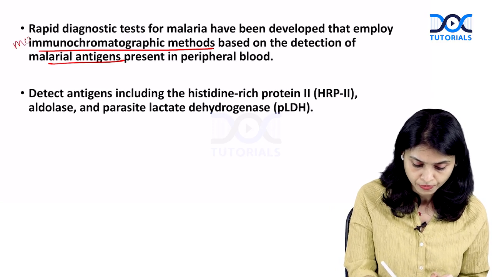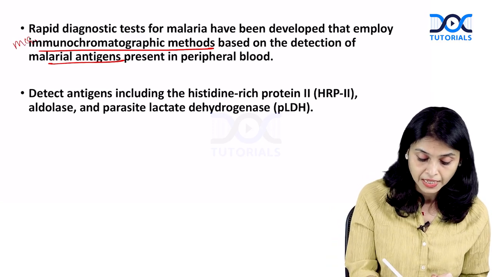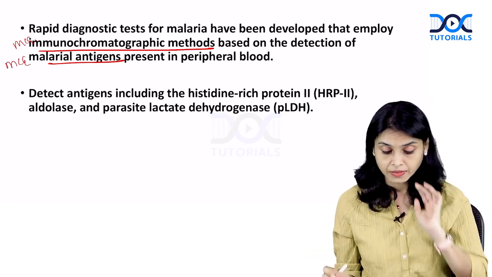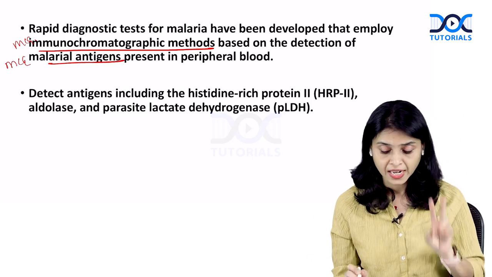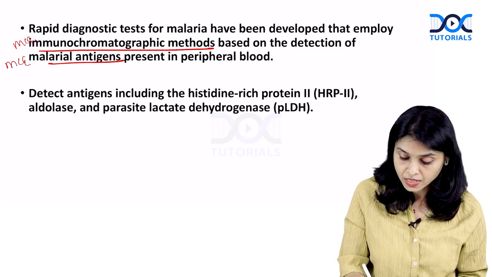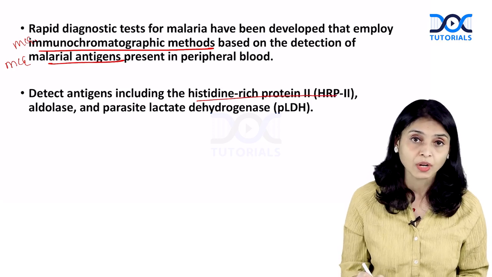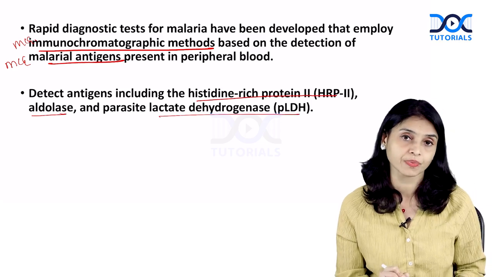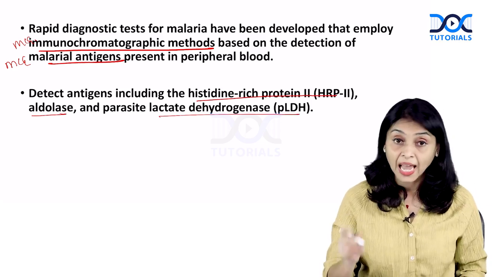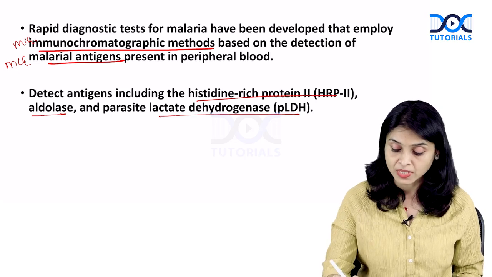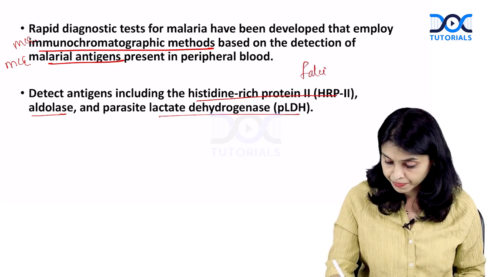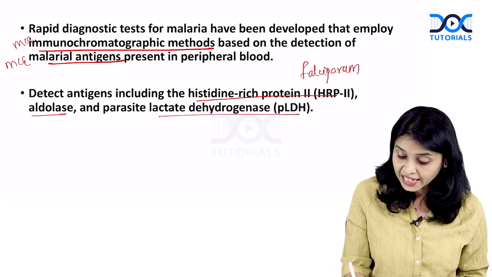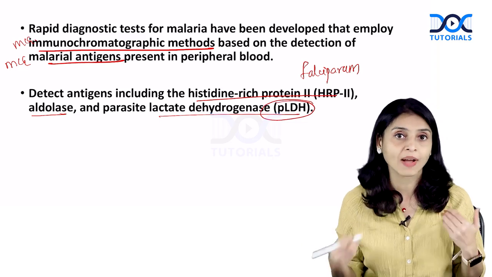This is an MCQ. I have already said that in my class. Then antigen detection is also an MCQ. And antigen includes, see, there are mainly three types of proteins. One is histidine-rich protein or HRP2, then you have aldolase, and then you have LDH, of which the MCQ is HRP2 will be positive in falciparum, whereas LDH is for non-falciparum.